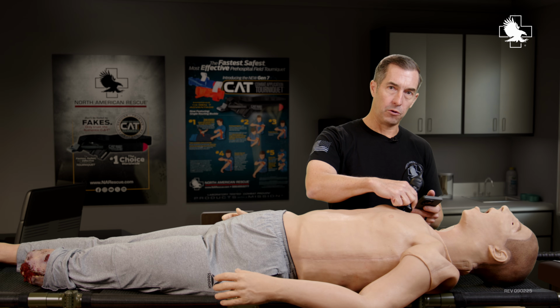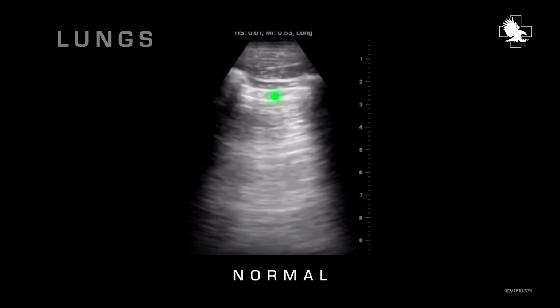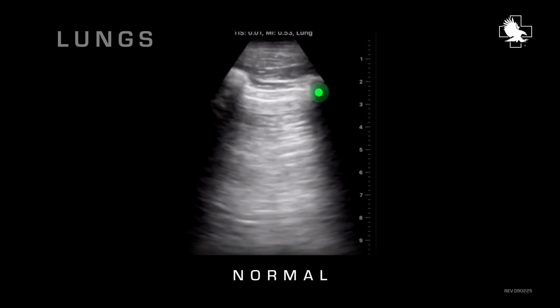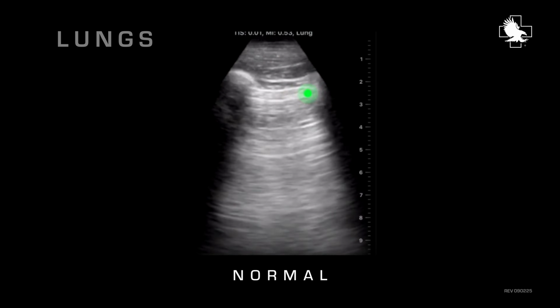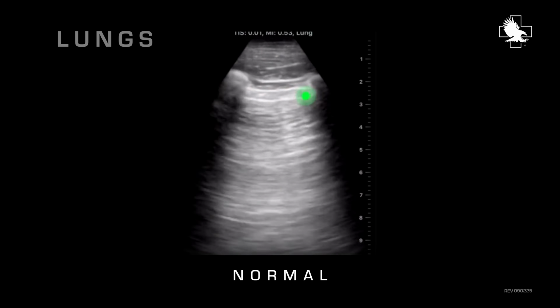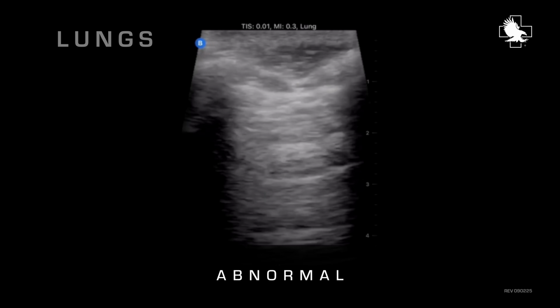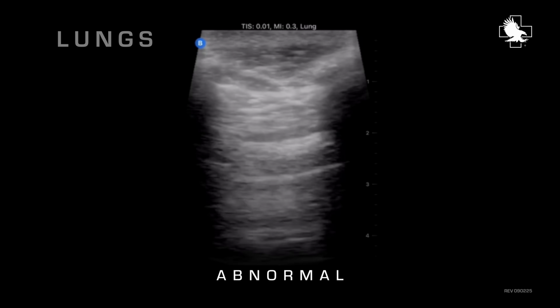So what am I looking for between the ribs? Well, I'm looking for lung sliding. Basically, what you'll see at the parietal pleura, as it hits the chest wall, is the lung sliding back and forth with normal respiration. If you don't see that, then you are missing lung sliding, and that's an indication of a pneumothorax.